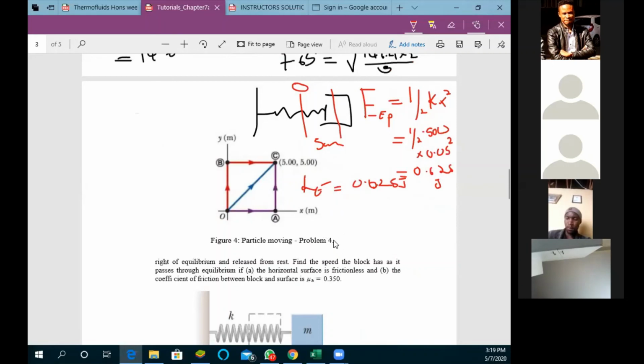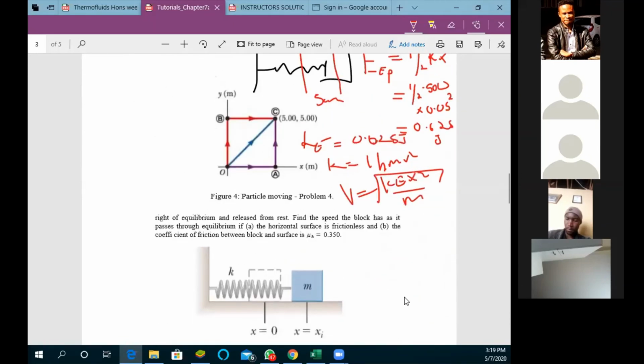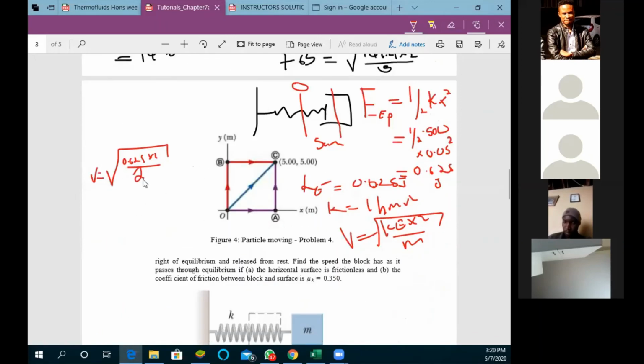Now they're asking us to find the speed of the block. From the equation, kinetic energy is equal to half mv squared. So making v the subject, it's the square root of 2 times kinetic energy over m, similar to the equation we used above. Let's substitute the values. What is your kinetic energy? 0.625, times 2 over the mass of the block. Are we given the mass? Yes, 2.